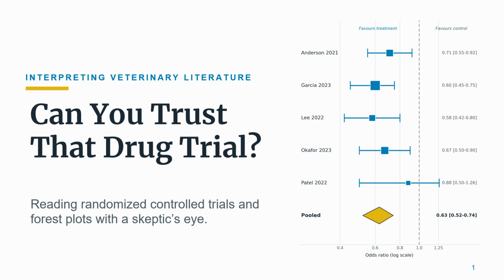Welcome back. In Talk 1, we covered p-values and confidence intervals, the fundamental language of statistics. In this talk, we're zooming in on drug trials, specifically randomized controlled trials, or RCTs, which are the gold standard for evaluating whether a drug works. We'll also tackle forest plots, which are the visual summary of multiple trials combined. By the end, you'll know how to read a forest plot, spot bias risks in trial design, and ask the right questions before recommending a drug to a client.